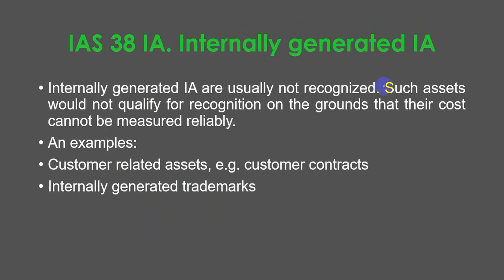Internally generated intangible assets. Internally generated intangible assets are usually not recognized. Such assets would not qualify for recognition on the grounds that their cost cannot be measured reliably. Examples of internally generated intangible assets: customer-related assets, for example, customer contracts; internally generated trademarks.